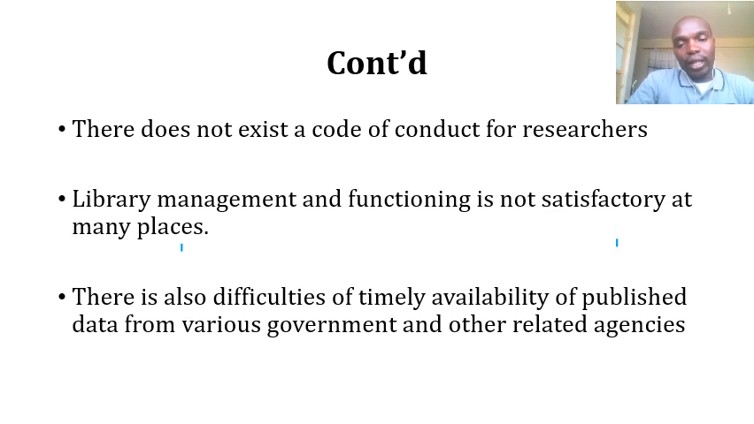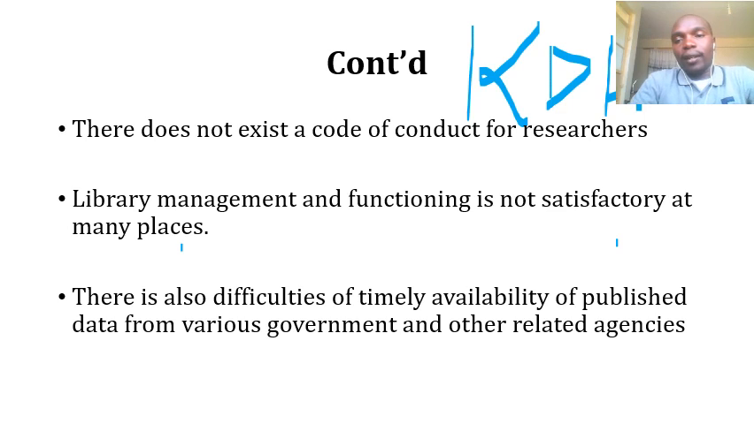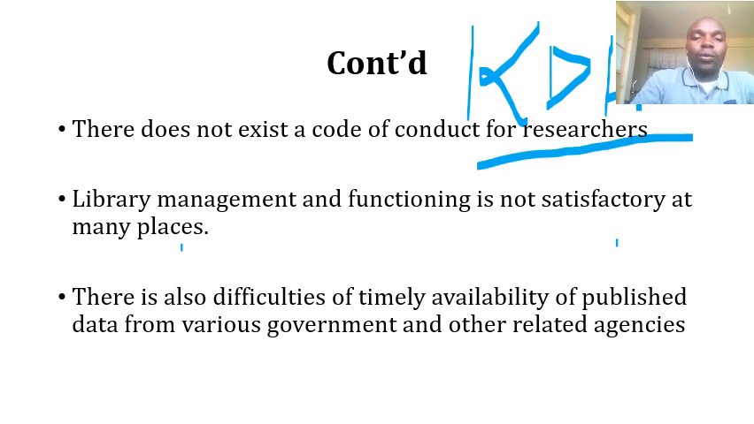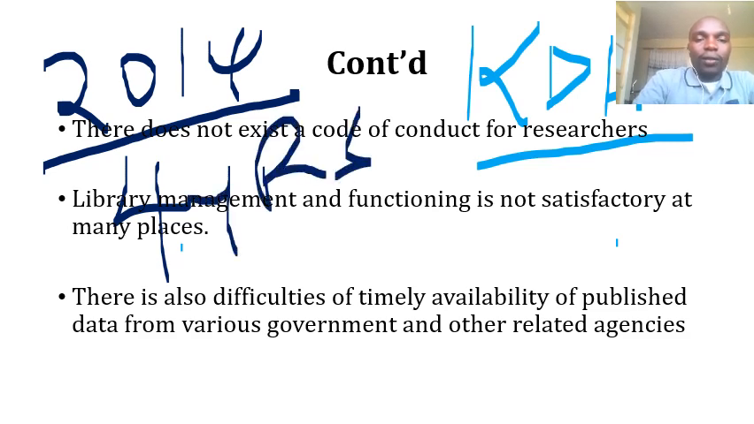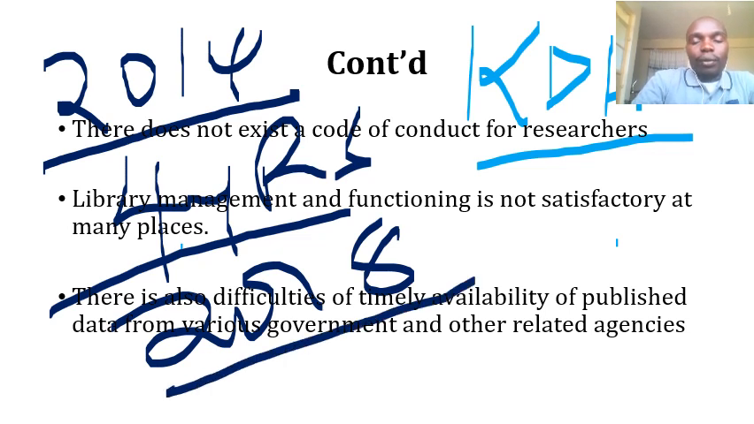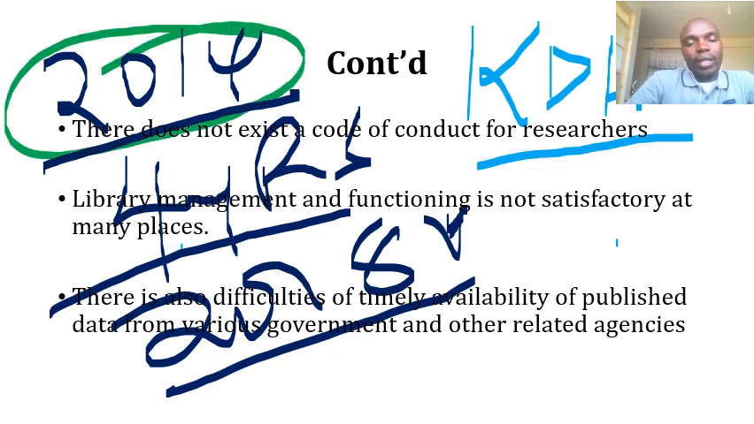Then there are also difficulties of timely availability of published data from various government and related agencies. An example that I can give you, a very quick one, is information published by the KDHS, Kenya Demographic Health Survey reports. The last one that we had was of 2014, and the next should be published after 4 years. Now imagine, if you add that, it will be 2018. The latest should have been 2018, but up to now we are still using the one of 2014, which is outdated information, which means that researchers find it very difficult to constitute background information for their research and back it up. So that's a good example.